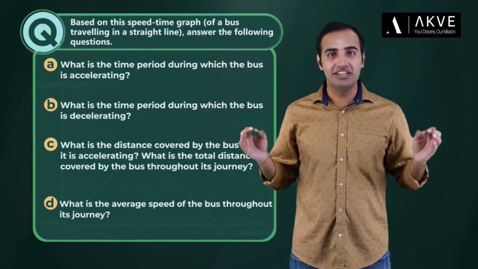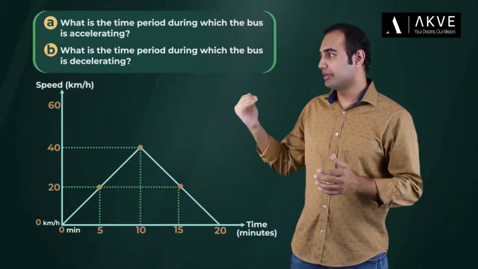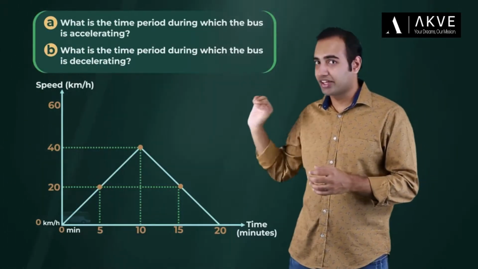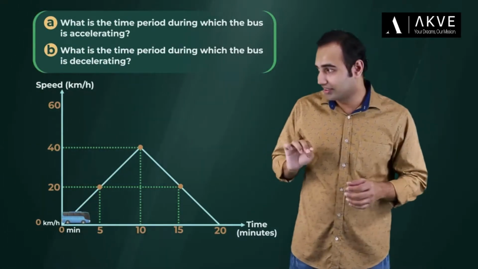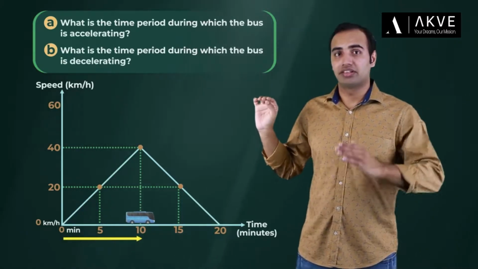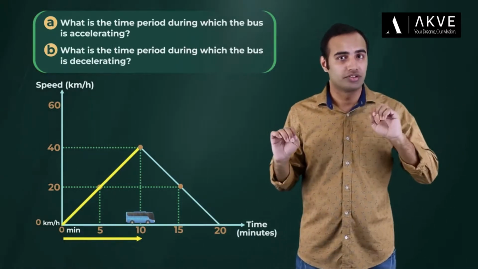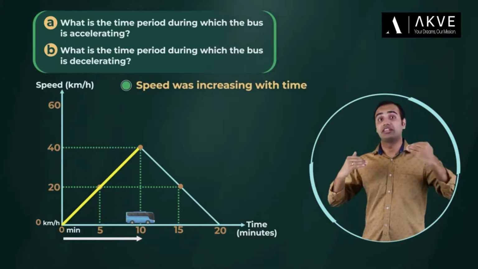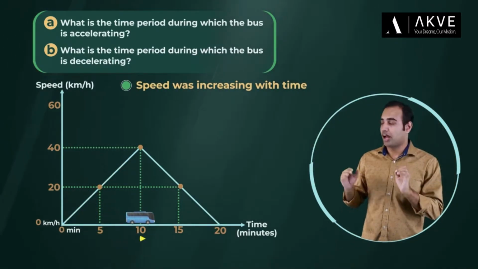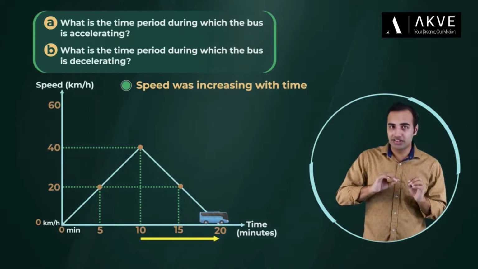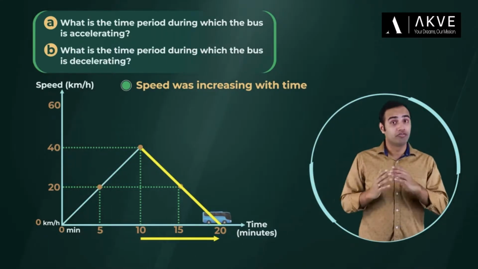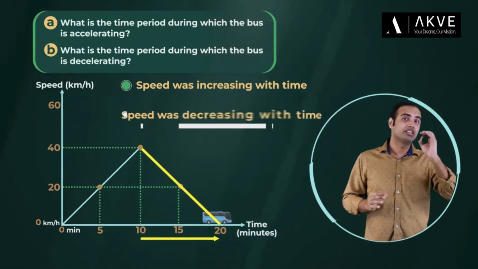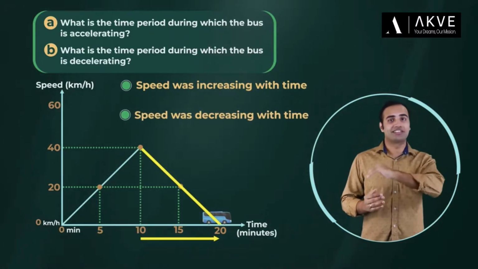So guys, it's very easy to find the answers for part A and B as long as you observe the graph carefully. So you can see here that between 0 to 10 minutes, the graph appears to climb upwards, which means that as the time was increasing, the speed of the bus was increasing as well. However, after the 10-minute mark, you can see that the graph falls down, which means as the time was increasing, the speed of the bus was decreasing.